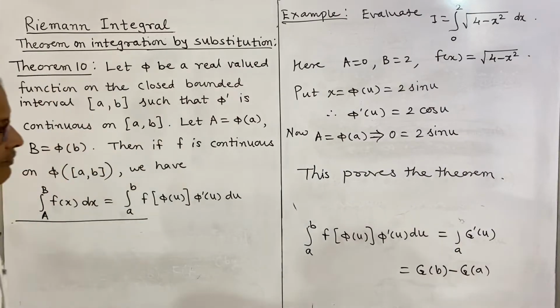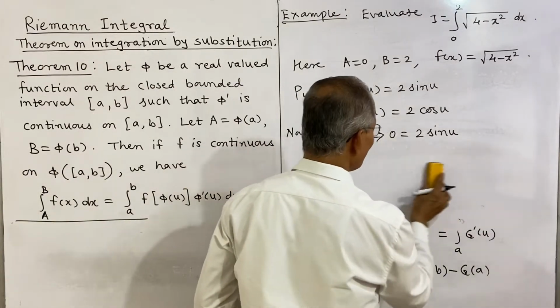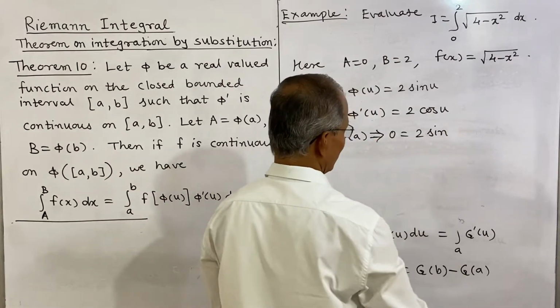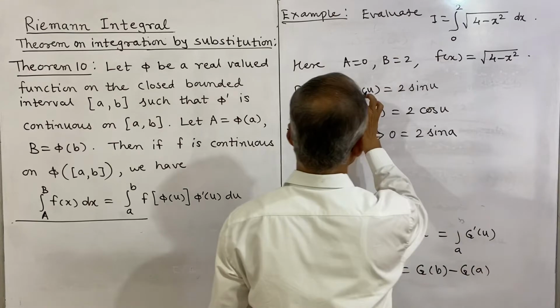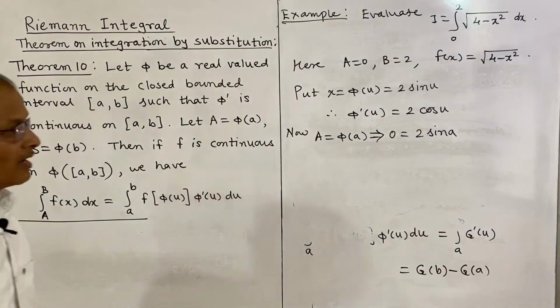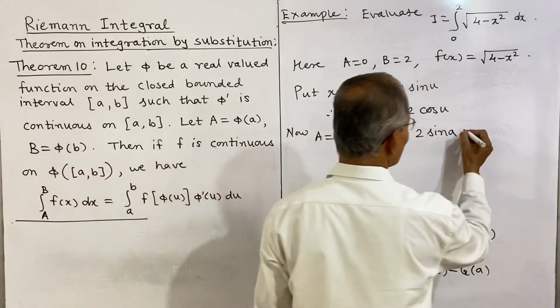0 is equal to 2 sin u, and from that we will get the value of u, or that can be written as a. Phi of a is 2 sin a. So what is the value of a from this? Sin a is 0, so therefore a is also 0. So this implies a is 0.